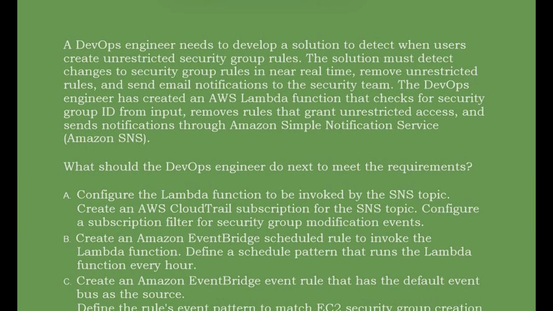The solution must detect changes to security group rules in near real time, remove unrestricted rules, and send email notifications to the security team. The DevOps engineer has created an AWS Lambda function that checks for security group ID from input, removes rules that grant unrestricted access, and sends notifications through Amazon's Simple Notification Service, Amazon SNS. What should the DevOps engineer do next to meet the requirements?